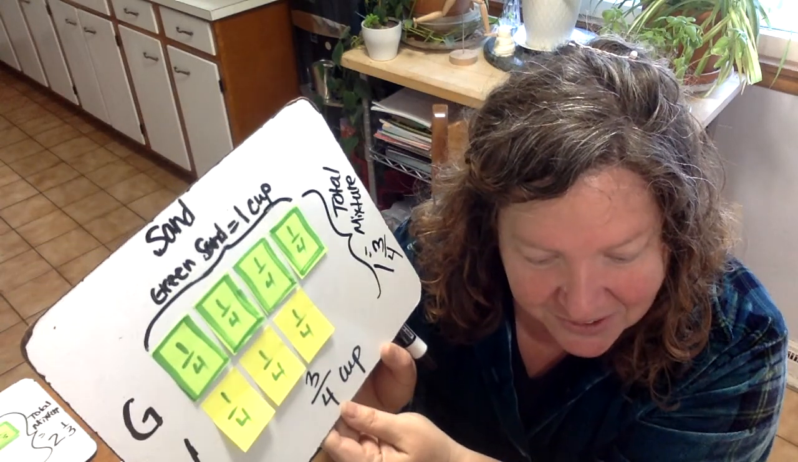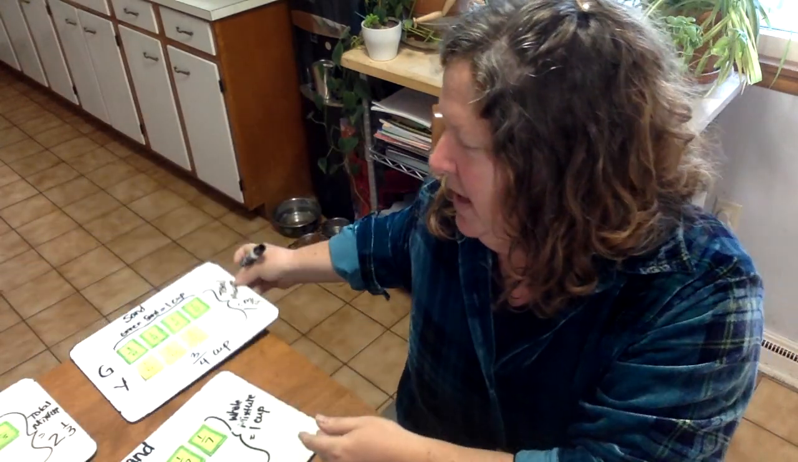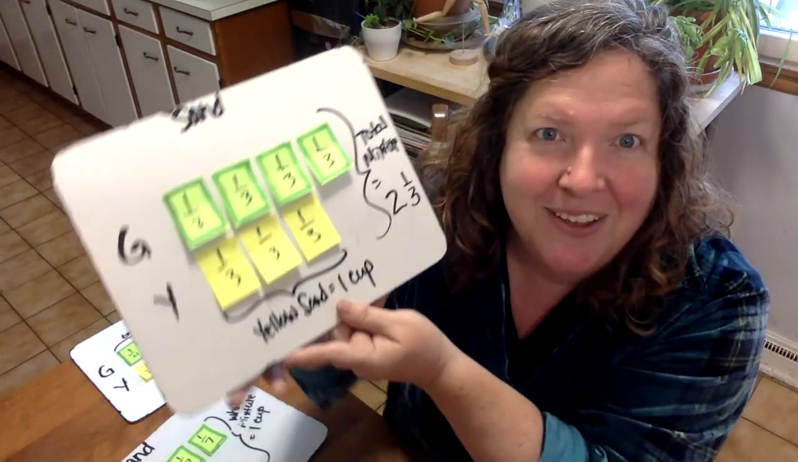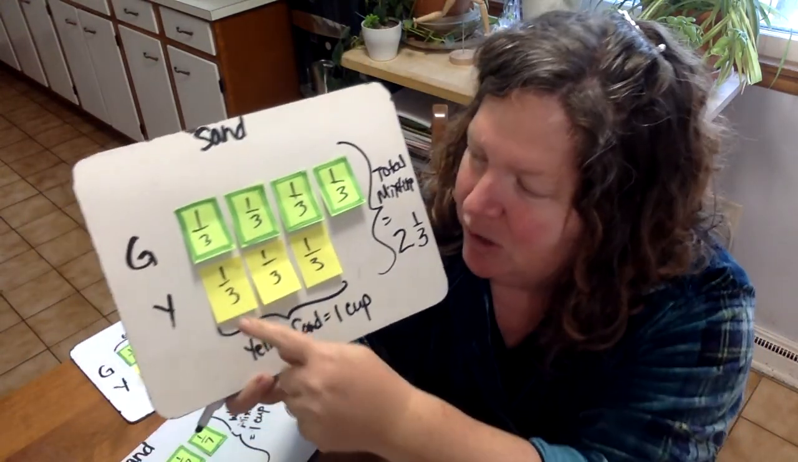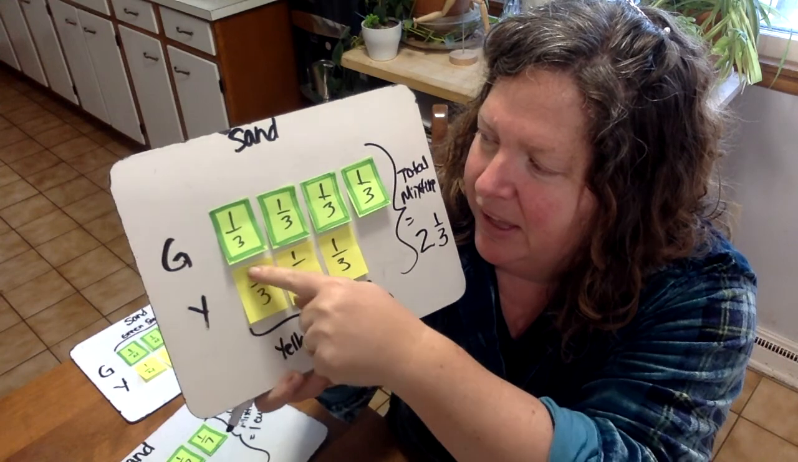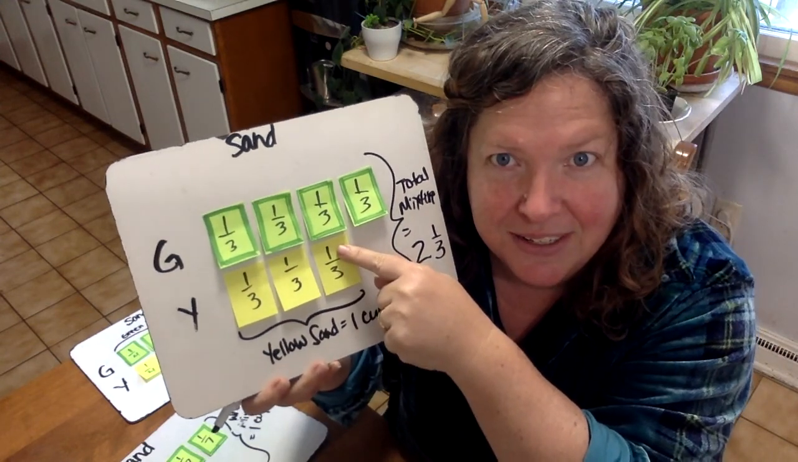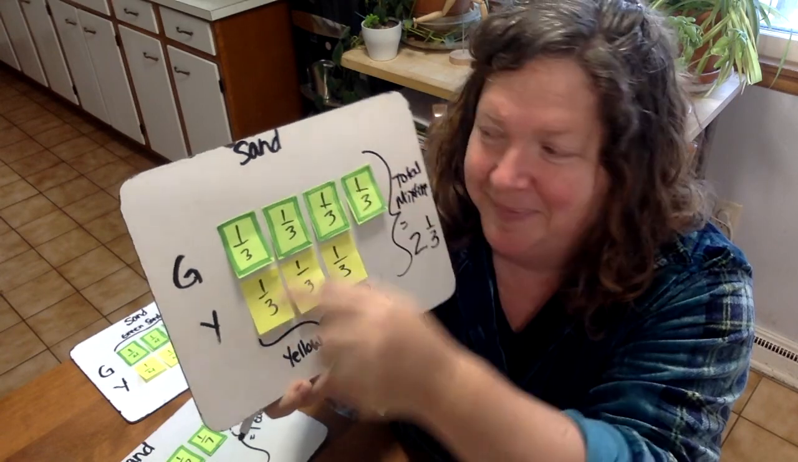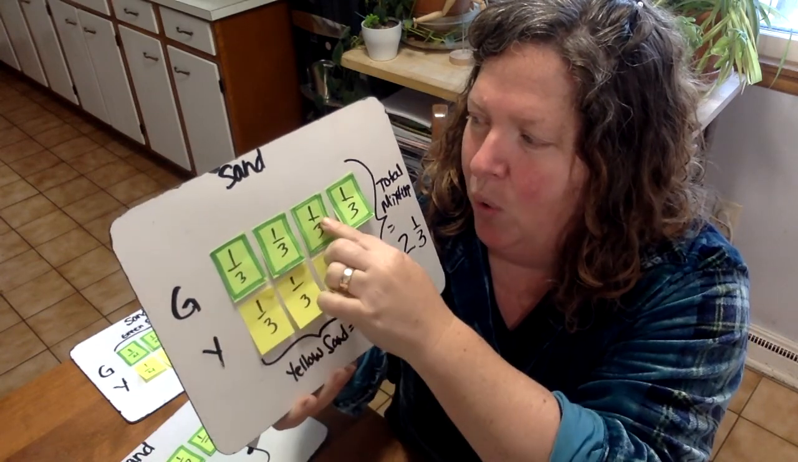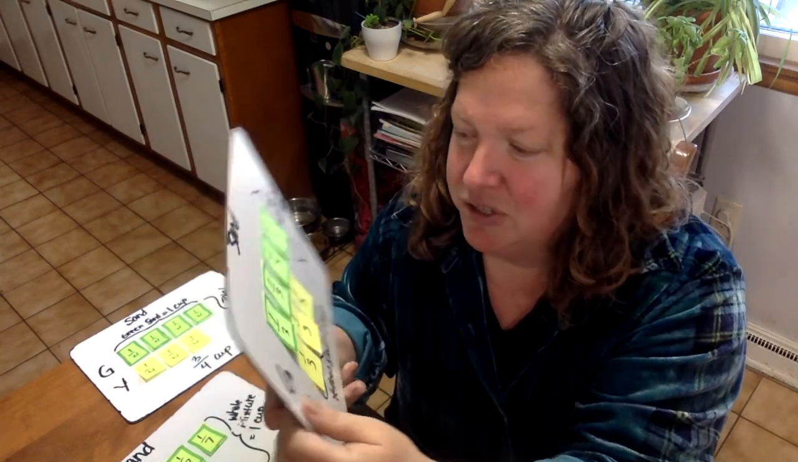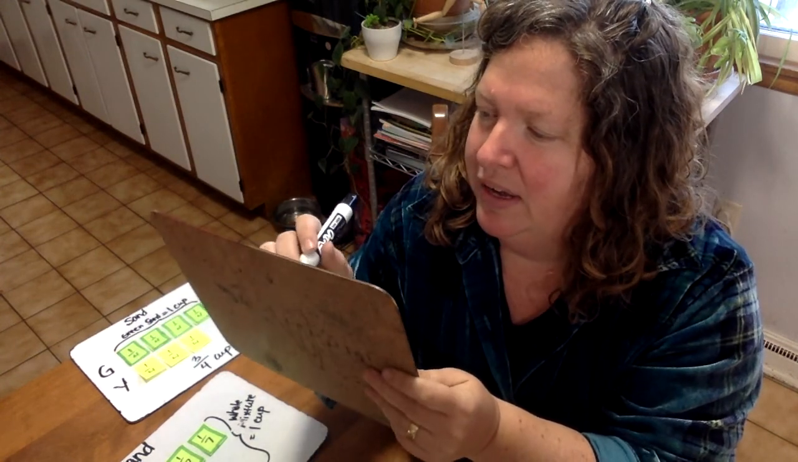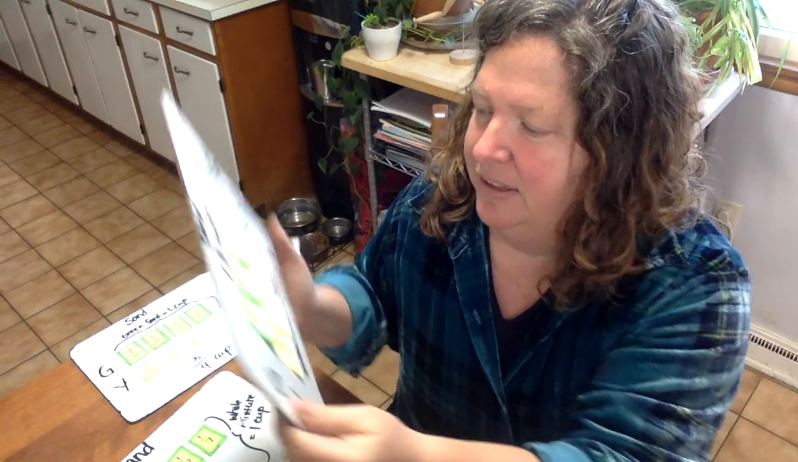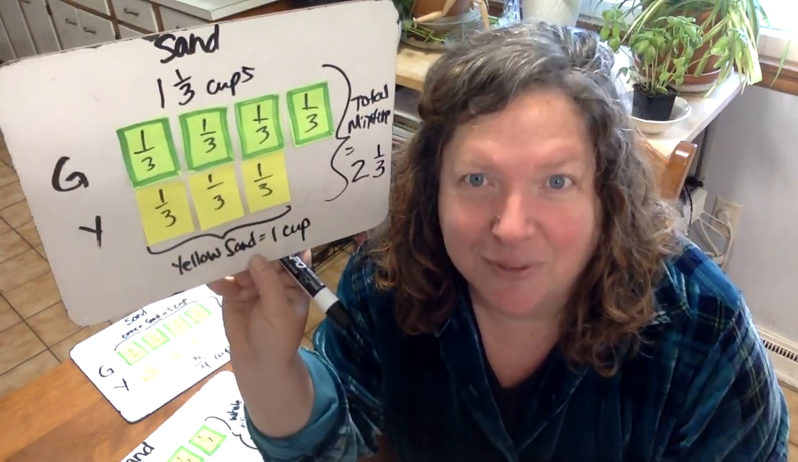But what about if we have 1 cup of yellow sand? For every 1 cup of yellow sand, how much green sand do we have? There's the whole and some extra. So we have 1 1/3 cups of green sand.